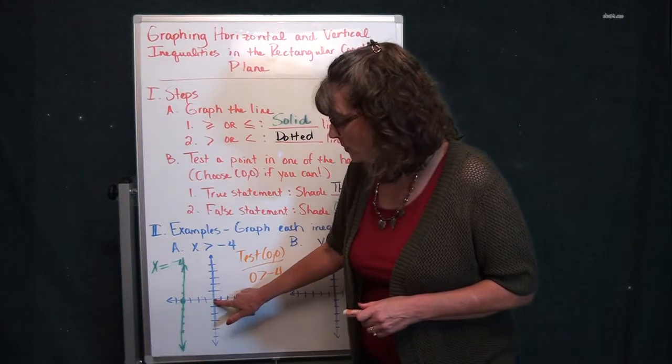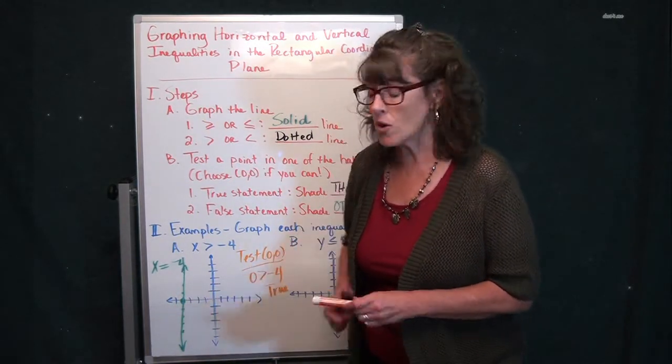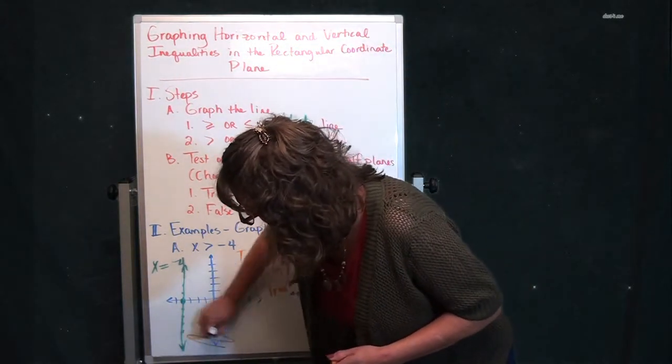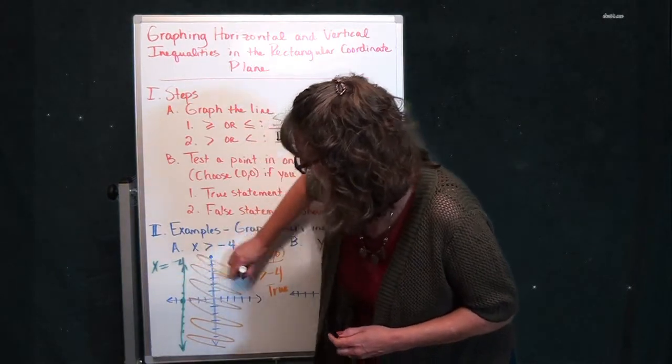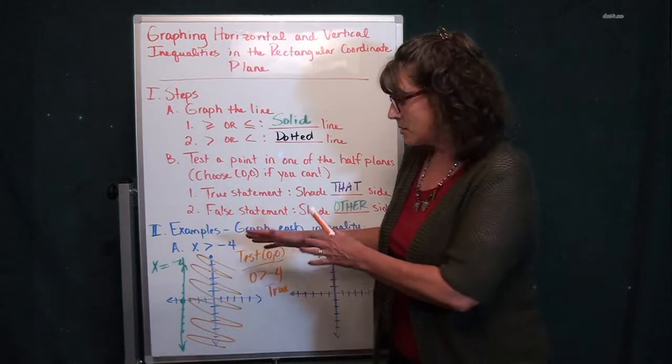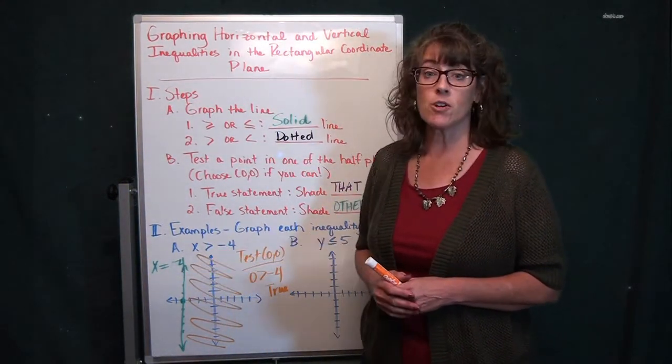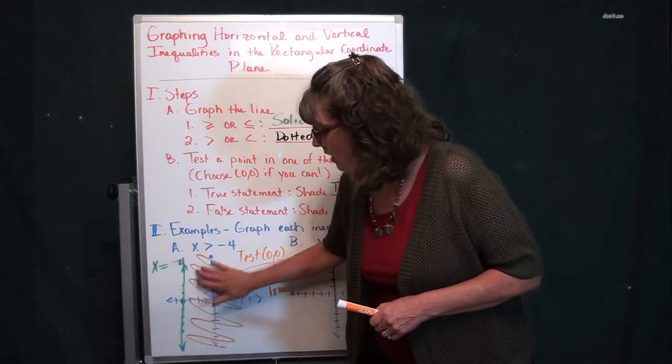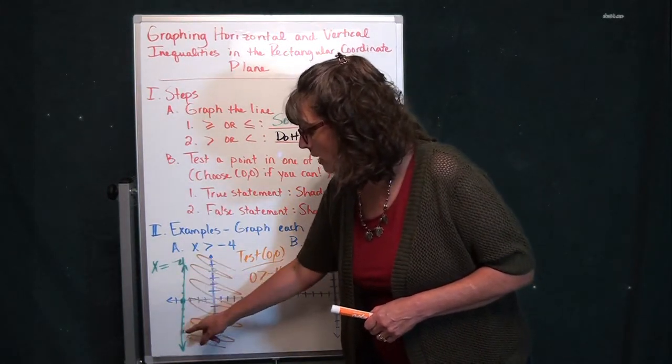So here's the (0, 0). This side has all the solutions, so I'm going to shade everything on this side. And that is the picture representation of that linear inequality. Everything over here works. Everything on the line works.